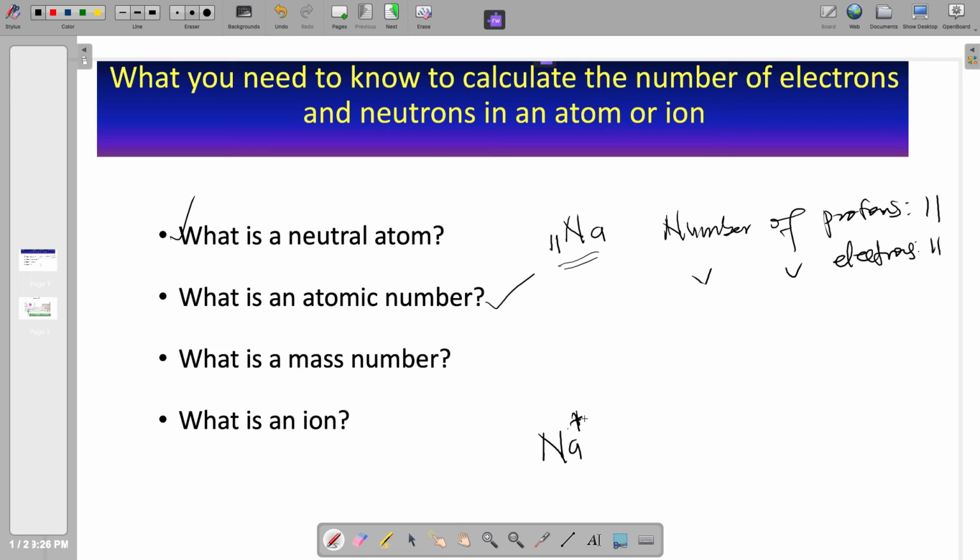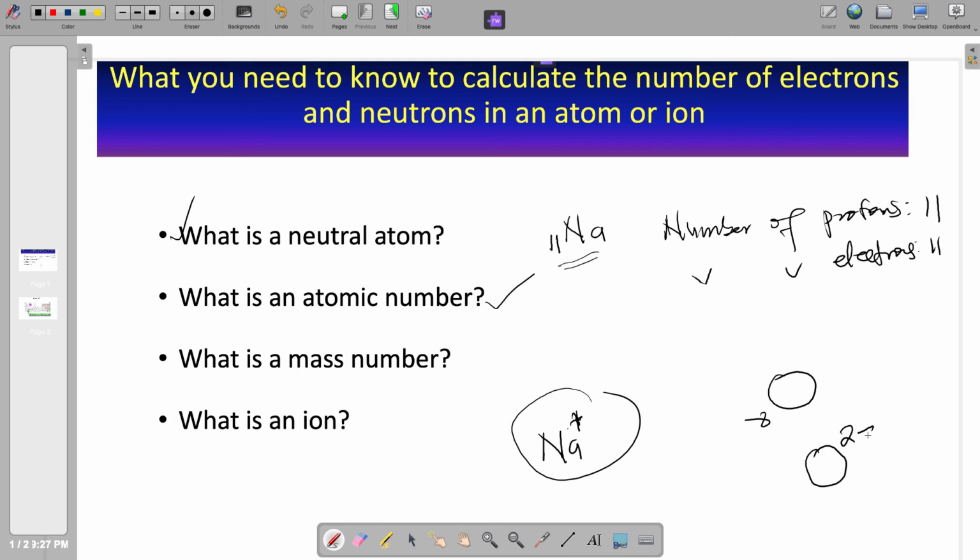And since it has lost one electron, you now have fewer electrons compared to protons, or you have more protons than electrons, making your sodium positively charged. So this is a cation. Now, what is an anion? An anion is when an atom gains an electron. So for instance, oxygen has an atomic number of 8. Now, when oxygen gains 2 additional electrons, oxygen will now become 2 minus.